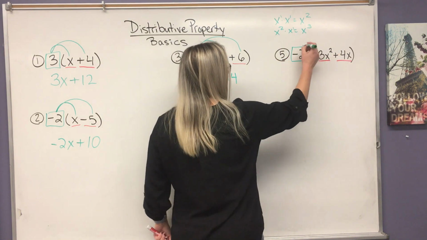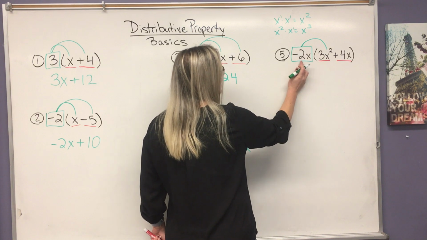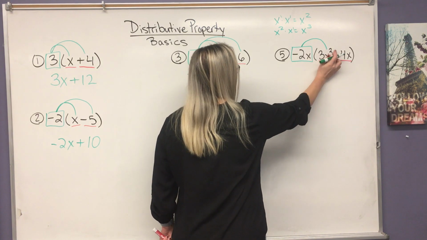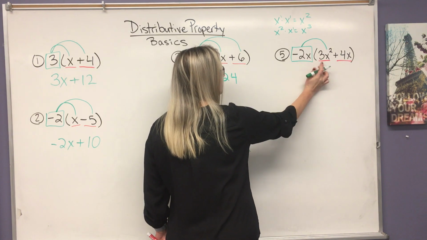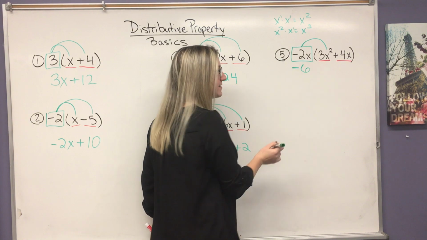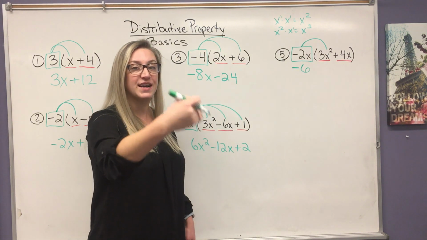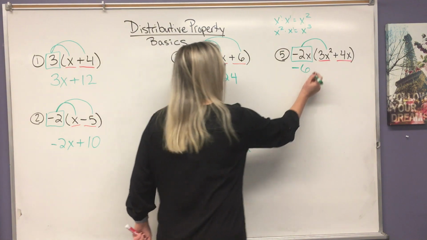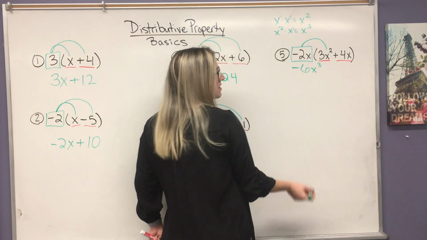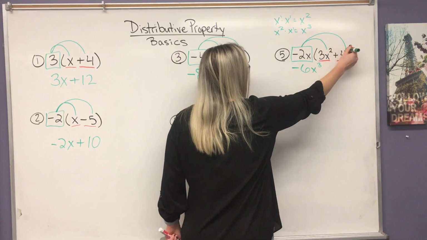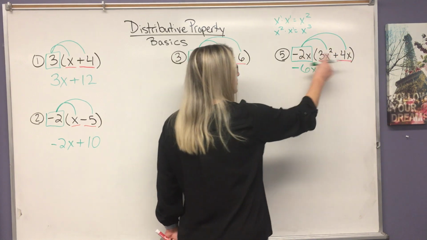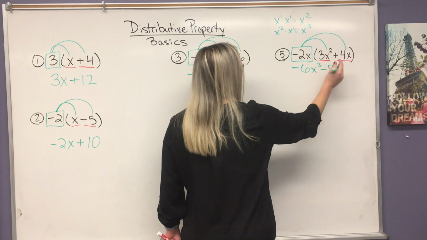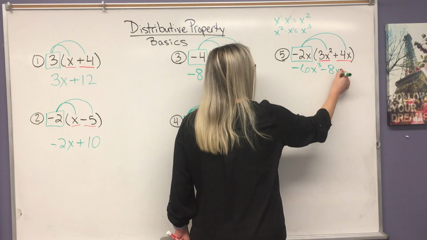So for this first example, for number 5 rather, we have negative 2x times 3x squared. So focus on the numbers first. Negative 2 times 3 is negative 6. Then we have x times x squared, which we already talked about up here, is x to the third. Then we have negative 2x times 4x. So negative 2 times positive 4 is negative 8, and then x times x is x squared.